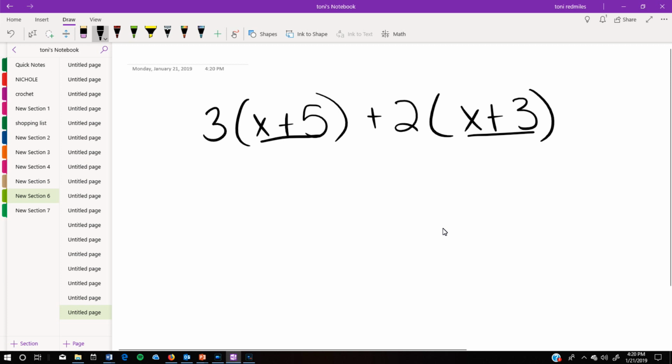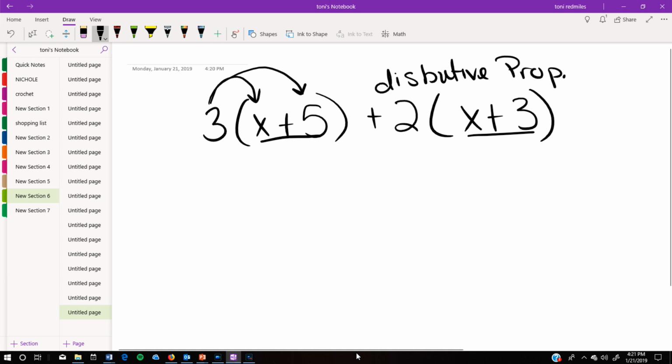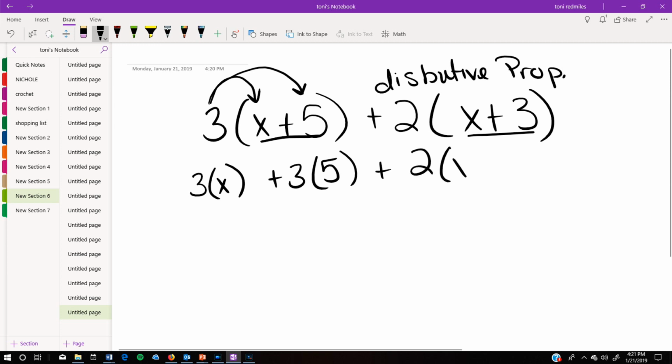Now, I showed you that there was another thing that parentheses meant, and that's multiplication. So as you can see, this 3 is actually multiplied to everything inside of the parenthesis, and this is called the distributive property. Okay, and that's what I'm going to show you. So when I do this, I take the 3 times everything inside the parentheses. So it has to be times the x and it has to be times the 5. All right, and the same thing here. The 2 has to be times the x and it also has to be times the 3.